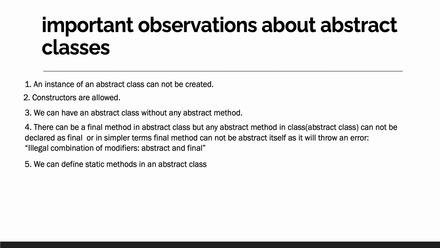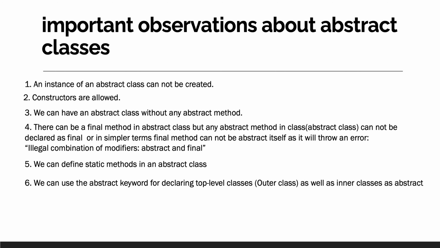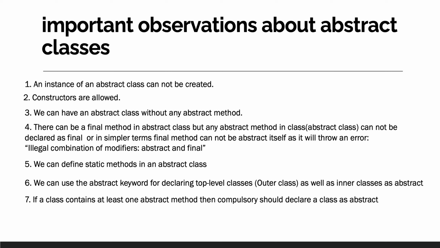Next point, we can define static methods in an abstract class, similar to any other classes. Next point is that we can use the abstract keyword for declaring top level classes, outer classes, as well as inner classes as abstract. Next observation we have to see here is that if a class contains at least one abstract method, then it is compulsory to declare the class as abstract. So here we have seen we can have an abstract class without any abstract method, but if a class contains any abstract method, then the class needs to be declared as abstract.